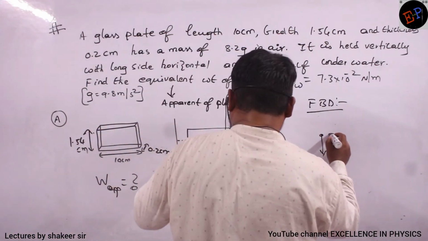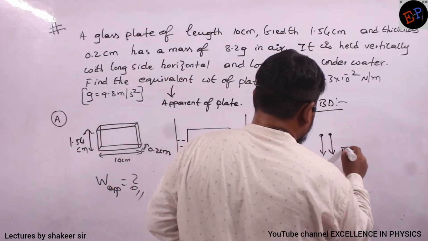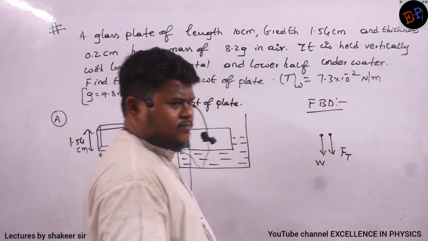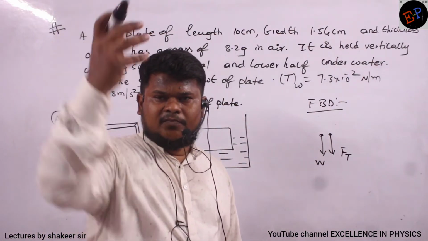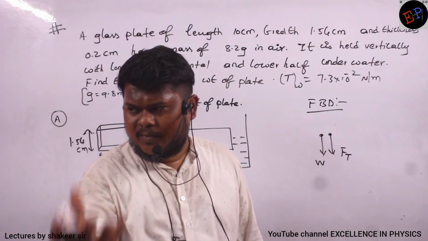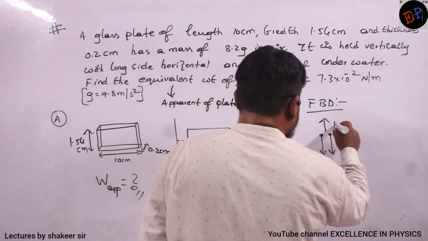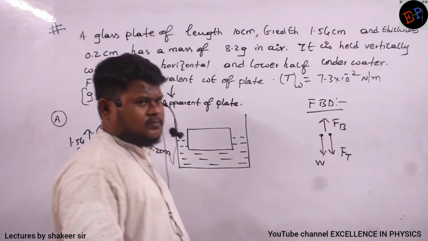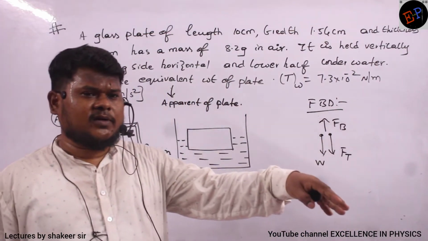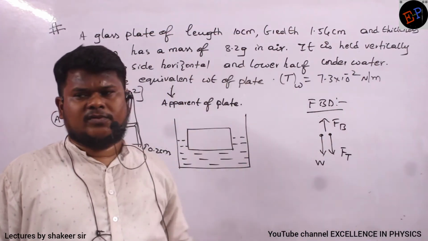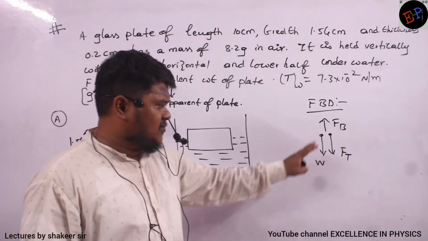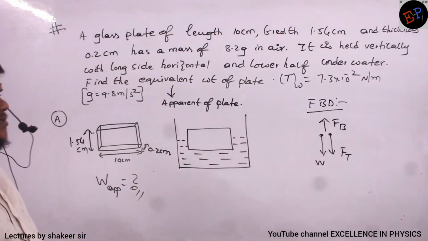If I try to lift the plate upwards, then surface tension forces will act downwards. No? If I try to lift the plate upwards, it means surface tension forces are pulling the plate downwards. And force of buoyancy is acting in upward direction. No? If you place any body in liquid or a fluid, it always exerts a force of buoyancy. So these are the different forces which are acting on this body.